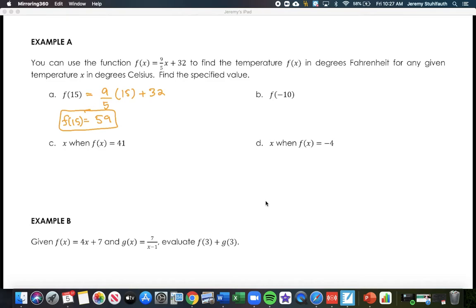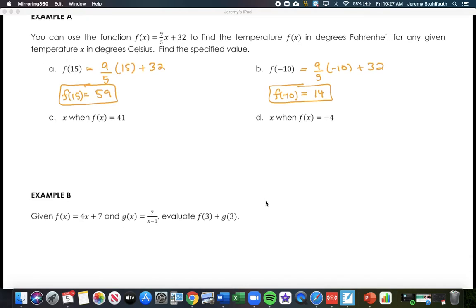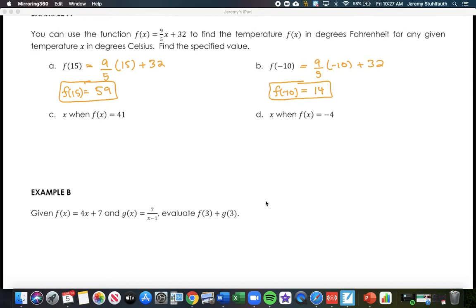F of negative 10, again, we're going to plug negative 10 in. We have 9 over 5 times negative 10 plus 32. We're going to have 9 times negative 2, so that's negative 18 plus 32. We get positive 14. So again, f of negative 10 is equal to 14.